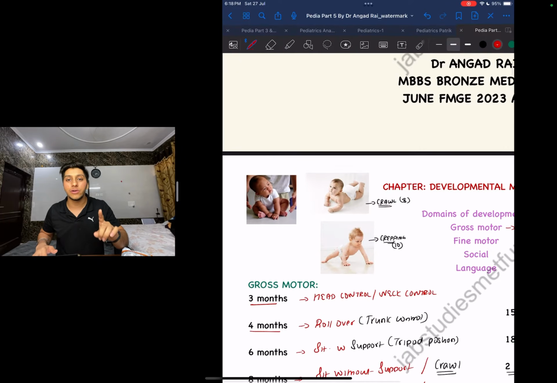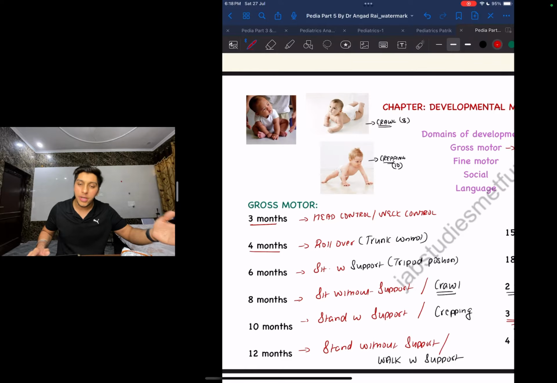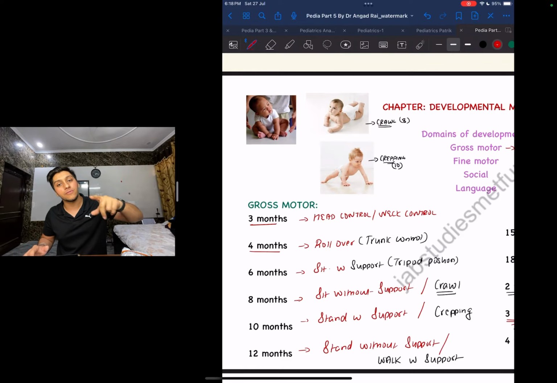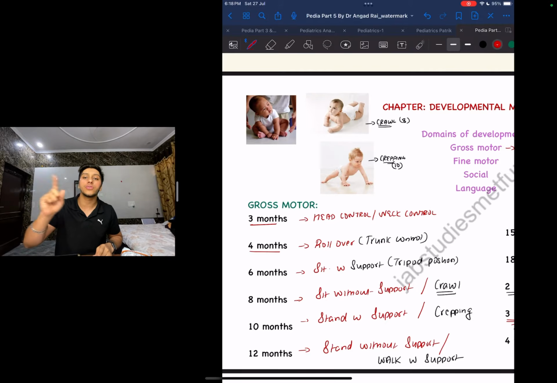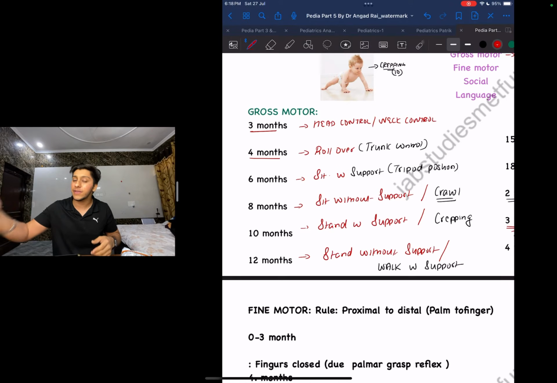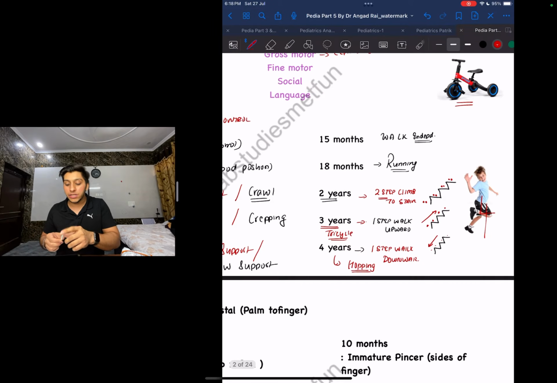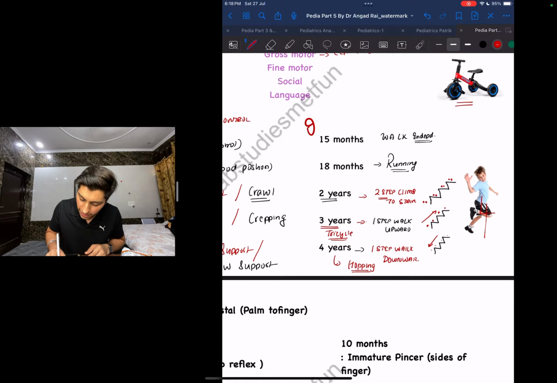So by the 10th month, you will now stand with support. The 12th month will be standing without support. Along with that, now you will start walking with support. As I said, the rule is always with support first and then without support. So by 12 months, the baby is standing without support, and with support he is able to walk. The next thing you need to know, by the 15th month, very important PYQ, is that the baby starts walking independently.